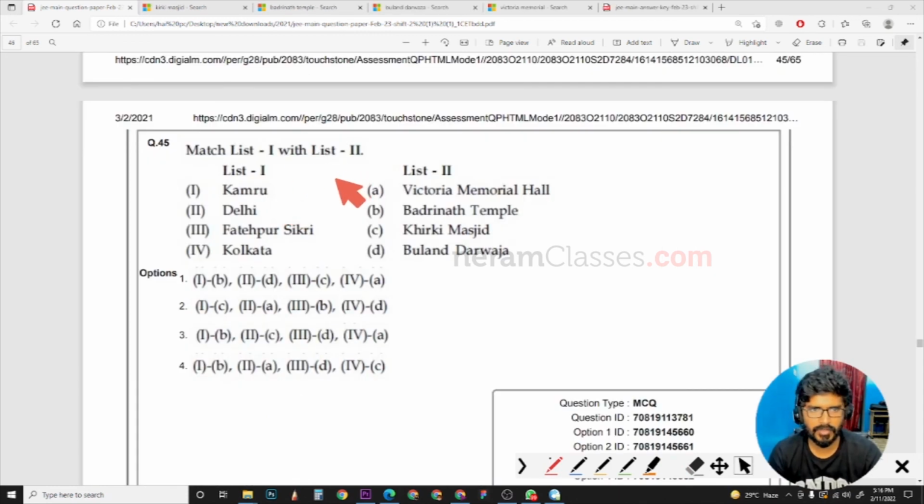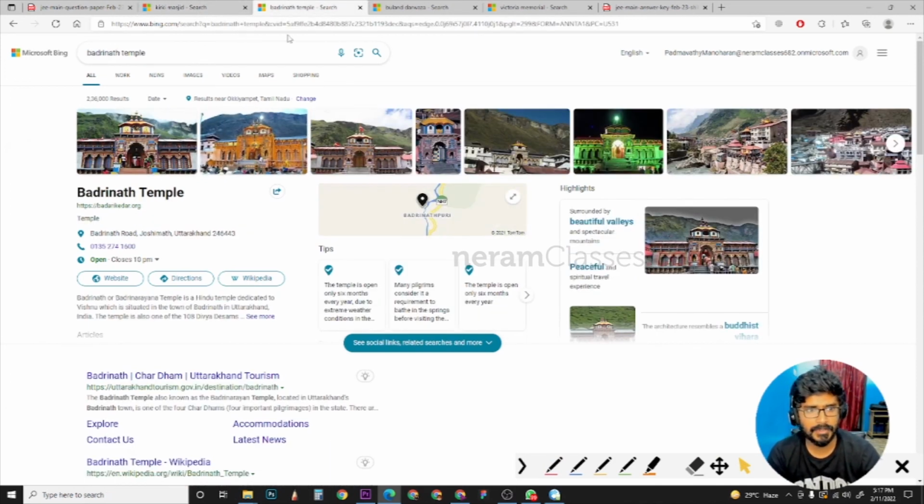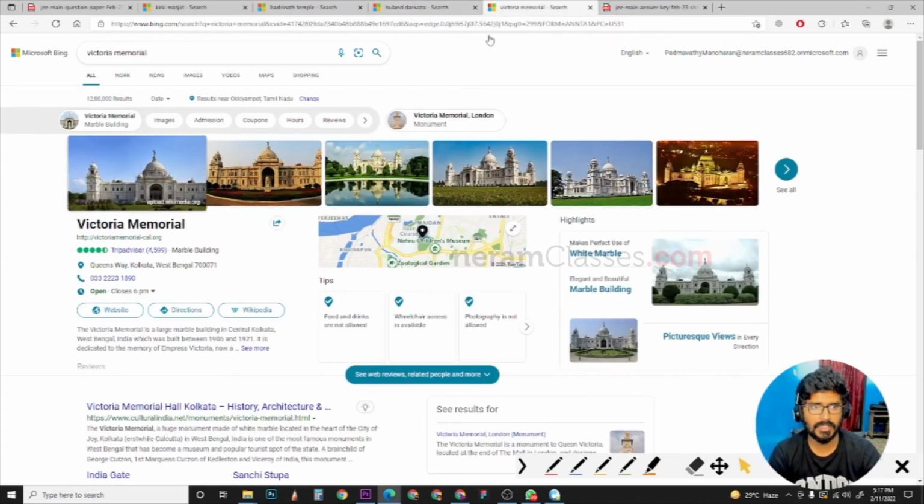Now question number 45: we need to match these places with the monuments. The given options are Delhi, Fatehpur Sikri, Calcutta, these things. Before that I'll show you some of the images. Jama Masjid is located in New Delhi, and Badrinath temple is located in Uttarakhand, Badrinath Road, Joshimath. Also, the Buland Darwaza is located in Fatehpur Sikri. It's the gateway of Fatehpur Sikri, which is in Uttar Pradesh. And Victoria Memorial is in Calcutta.